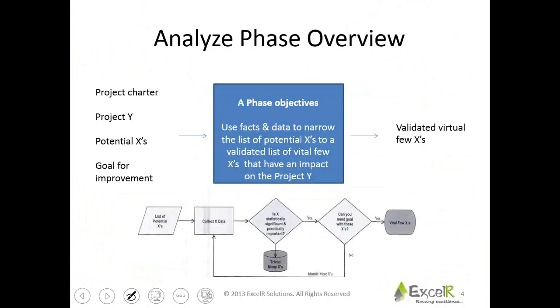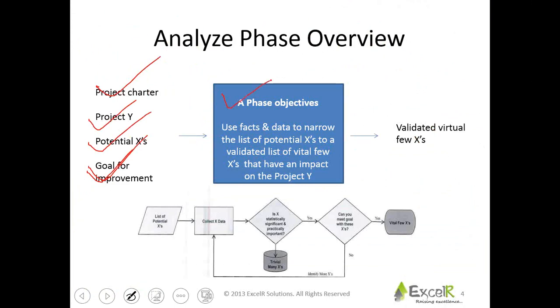All right, let me move on. So these are the various inputs. We need a project charter. We need to know what is a project Y and what are the potential inputs that you have. And what is your goal for improvement? Do you want to reduce the number of defects? Do you want to increase the productivity? Do you want to reduce the rework? What is it that you want to do? That is a goal for improvement.